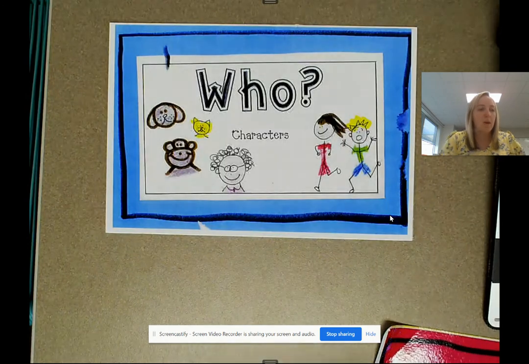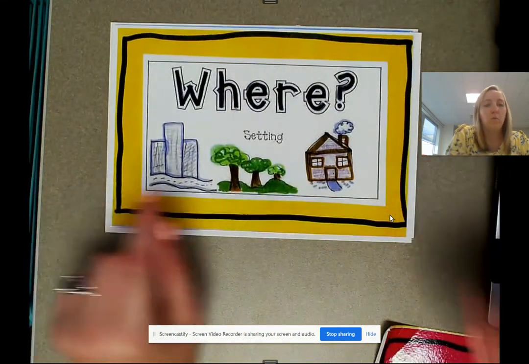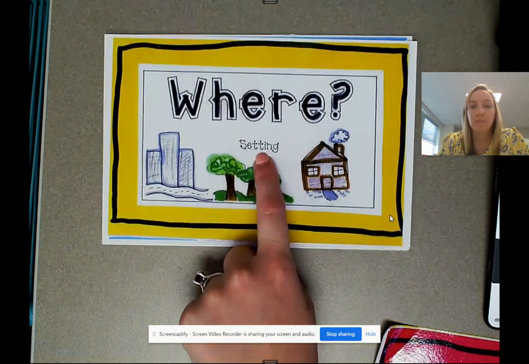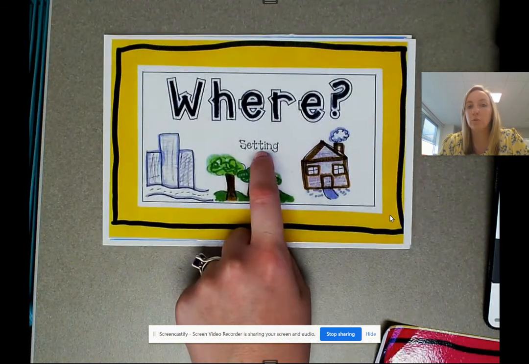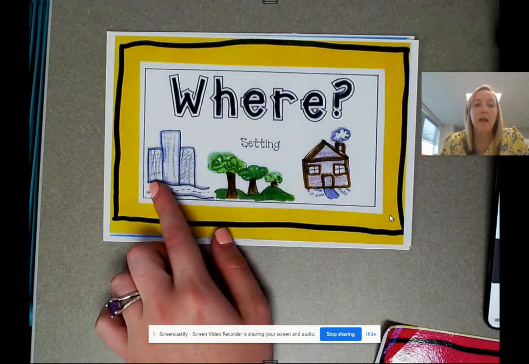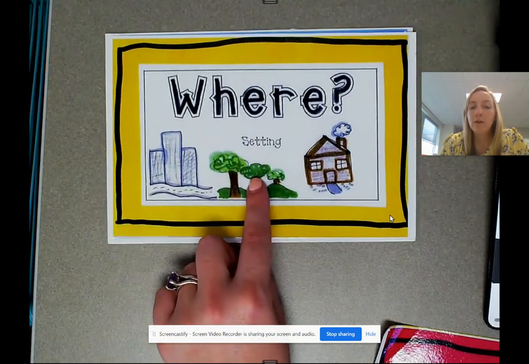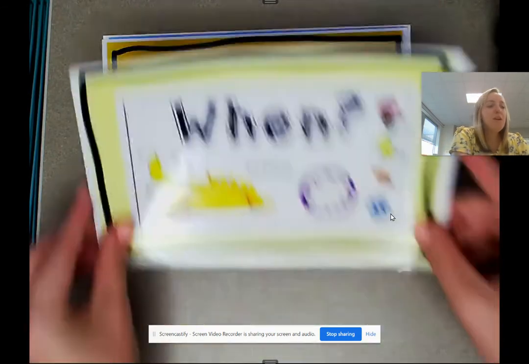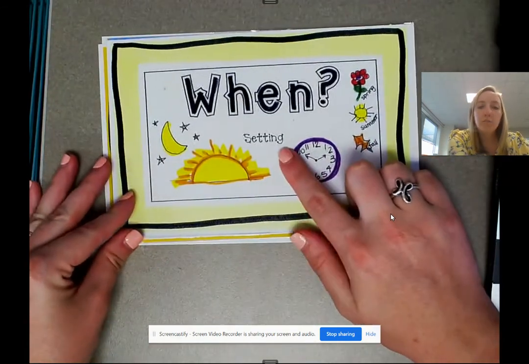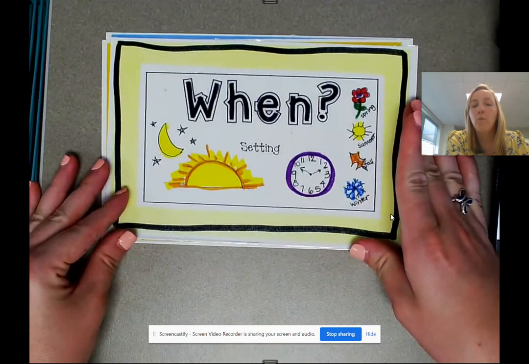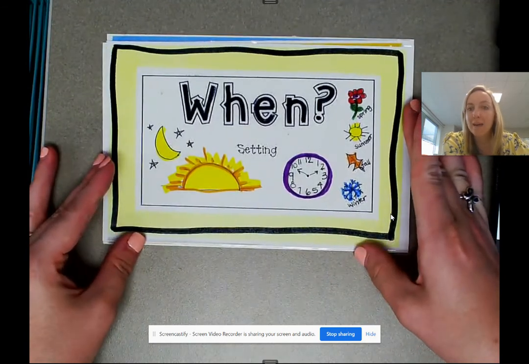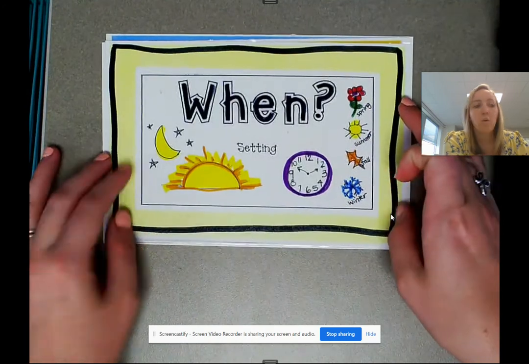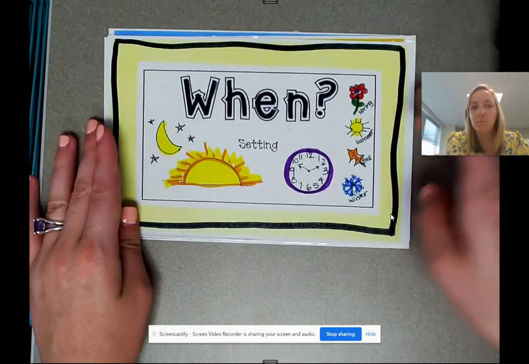Next could be the where. Where does the story take place? The setting. The setting of the story could be anywhere, in a city, in a forest, or in a house. Those are just some examples for us. And then we have when. When is also part of the setting. It tells you when something happens, like time or seasons. That's why there's seasons here for us. Or night or day.